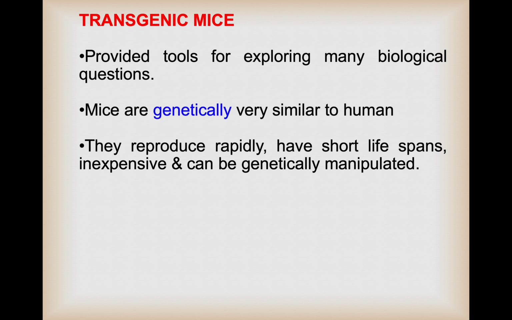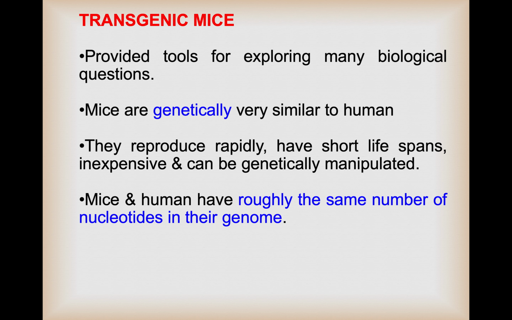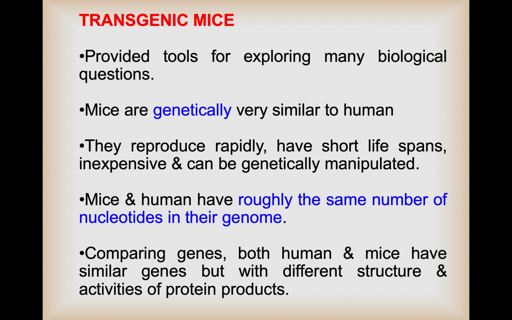The best thing about mice and why they are being used as a model animal is because they reproduce rapidly, have short lifespans, they are inexpensive, they are actually quite cheap, and can be genetically manipulated easily. Mice and humans have roughly the same number of nucleotides in their genome, hence people more or less postulate that we have similar genomes. In comparing genes, both human and mice have similar genes, but with different structure and activities of the protein products. That is to be expected.